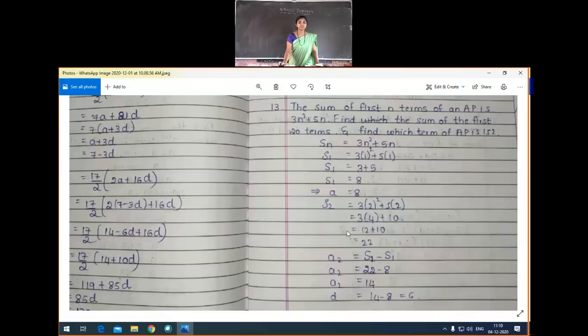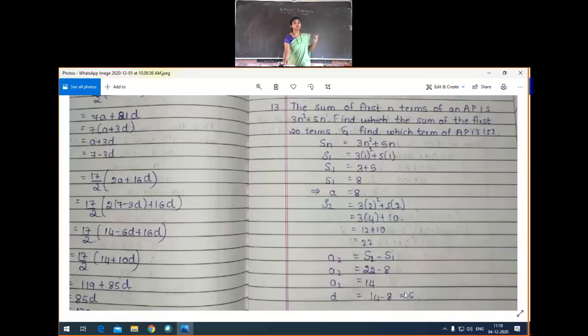Sum of the first two terms, in the sense first term is 8. So in this 22, 8 is also there. We have to remove that 8 to get A2 actually. A2 is S2 minus S1. So A2 is 22 minus 8, that is 14. A2, second term, is 14. Now from this only you will get the D value. Now D is equal to second term minus first term, that is 14 minus 8 is equal to 6.